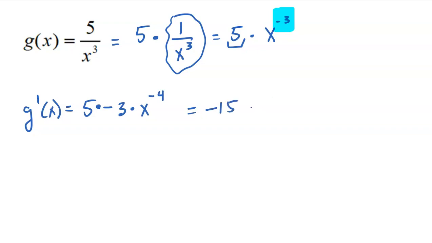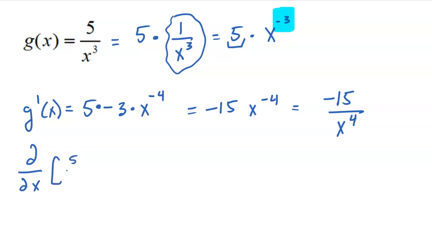Those multiply to get negative 15, x to the negative 4. Once again, I don't like negative exponents in my final answer, so the negative 15 is going to stay put, and the x to the power of 4 is going to move to the bottom. So the derivative with respect to x of 5 over x cubed is equal to negative 15 over x to the 4th. Wow, is that way easier than using the definition rule with limits to find derivatives.